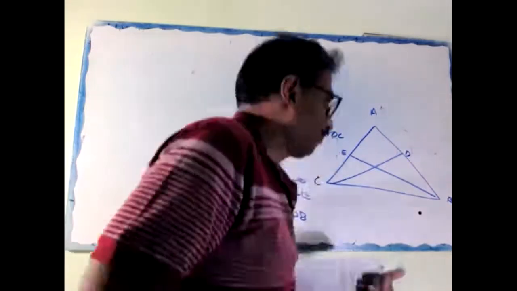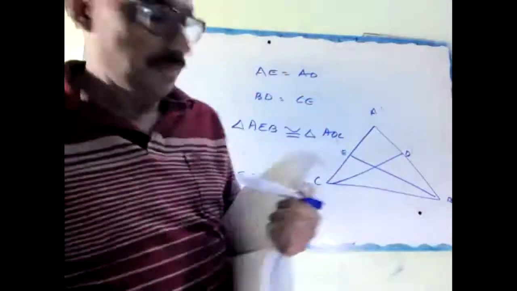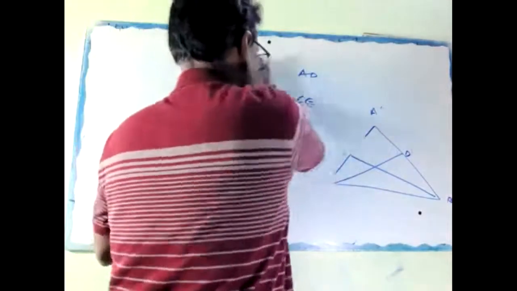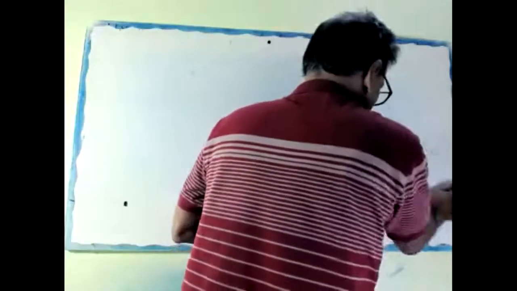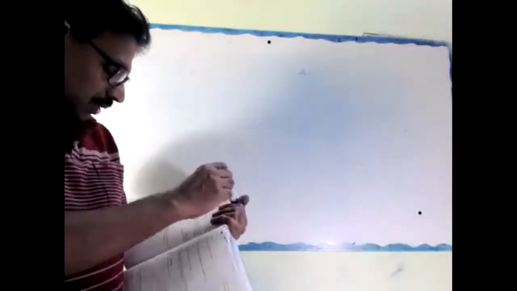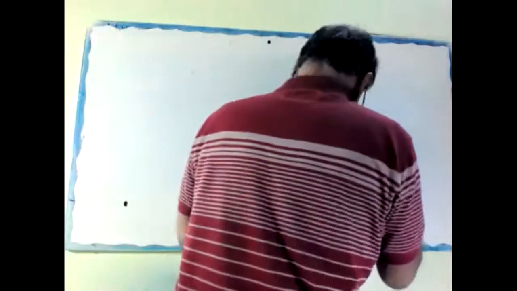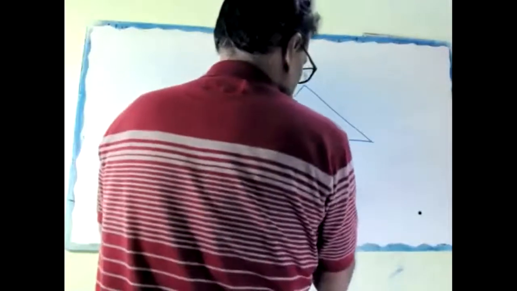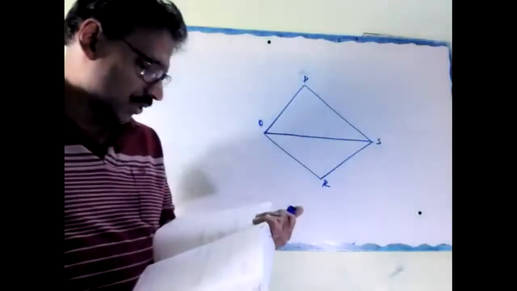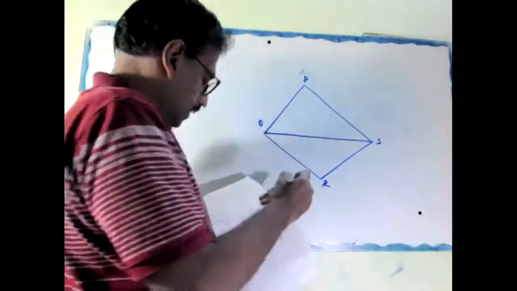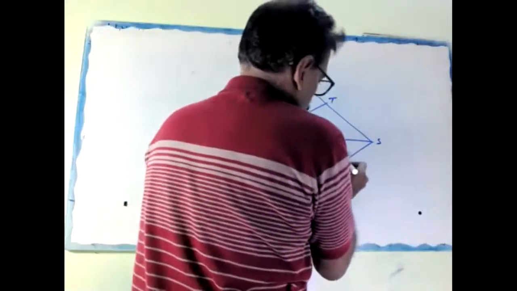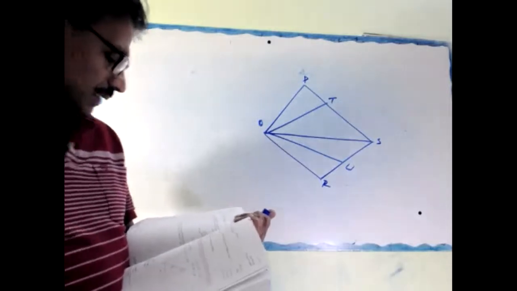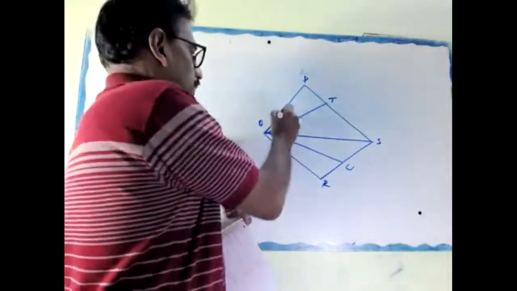In the figure, PQRS is a quadrilateral, and T and U are respectively on PS and RS such that PQ equal to RQ.